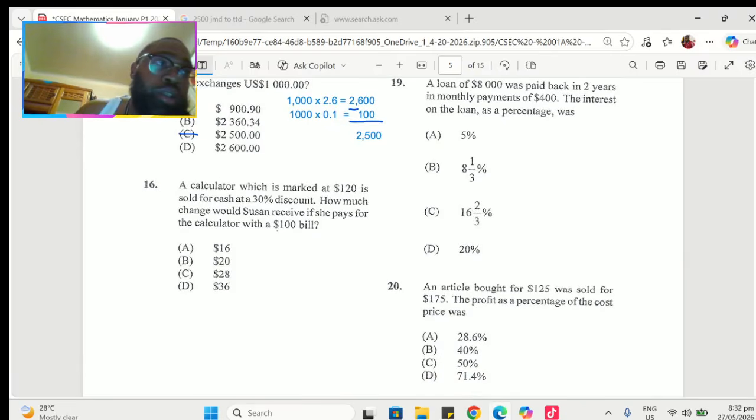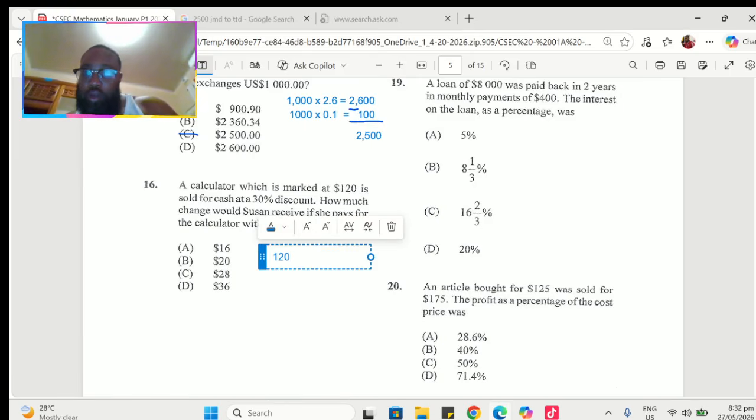Number 16, a calculator which is marked at $120 is sold for cash at a discount of 30%, right? How much change would Susan receive if she pays for the calculator with a $100 bill? So the first thing you have to do is calculate how much it's going to be sold for, and then deduct that from the 100. So it's 120, it's sold for 30% discount.